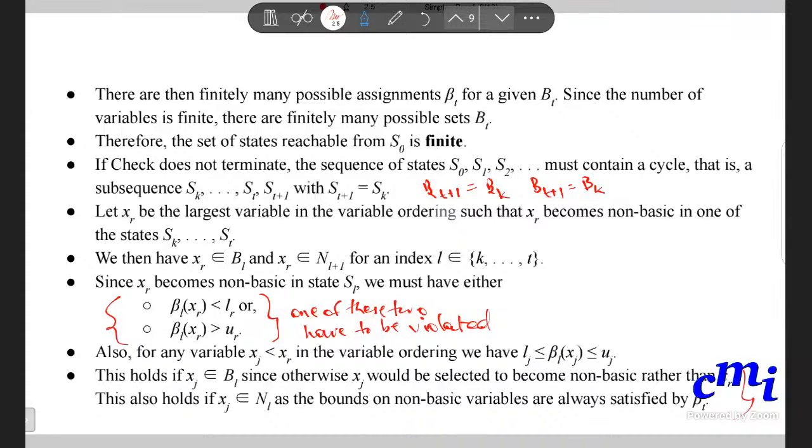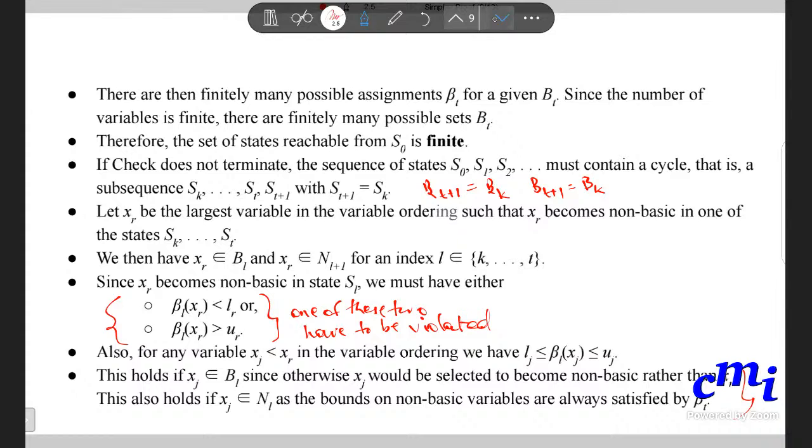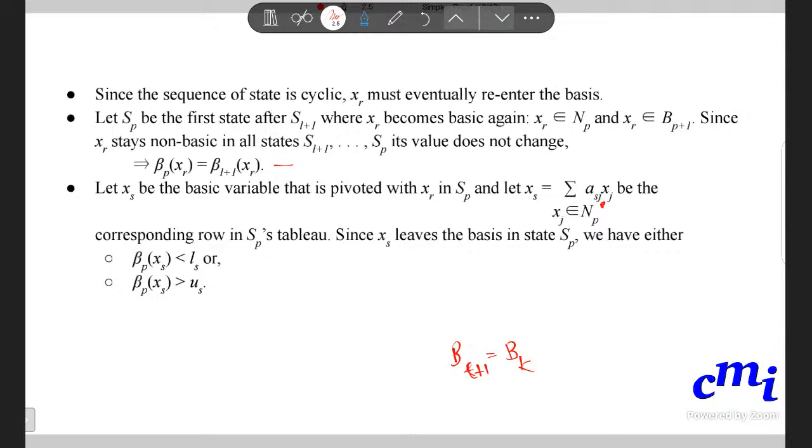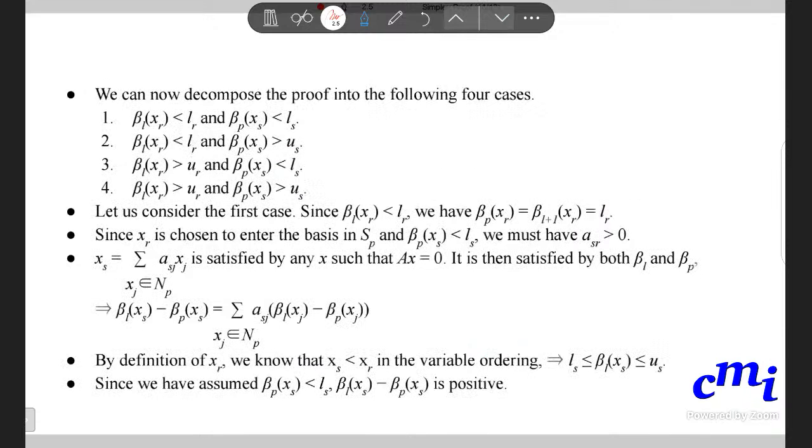So this is important for the next step. Now we can decompose the proof into the following four cases, and I'll only show it for the first case. Then it can be extended very easily. The four cases are just beta L of XR and beta P of XS, the bounds on those.